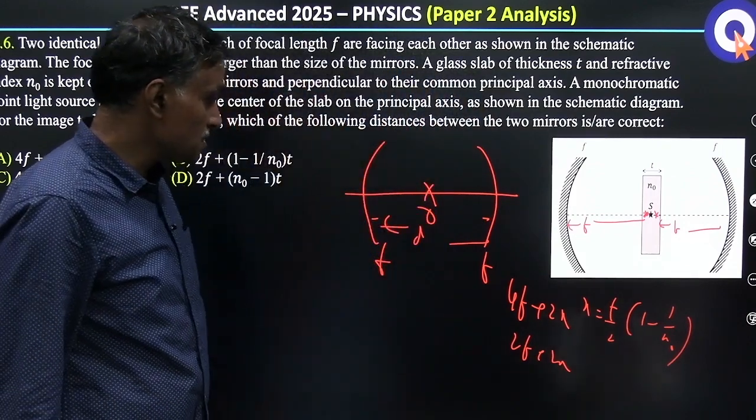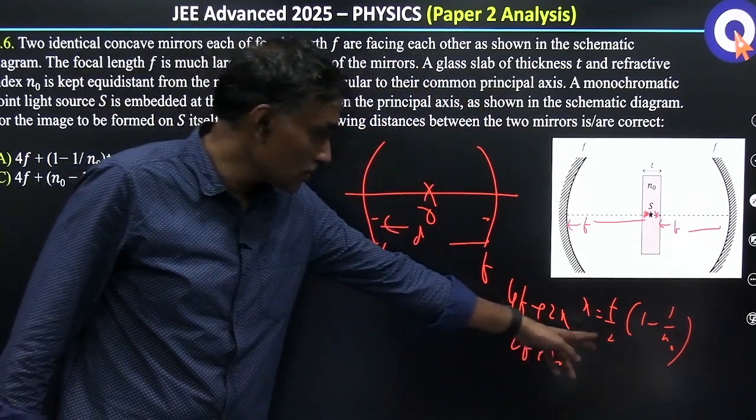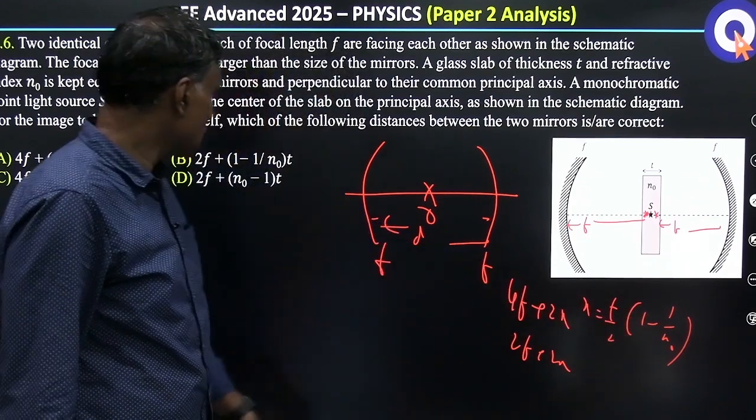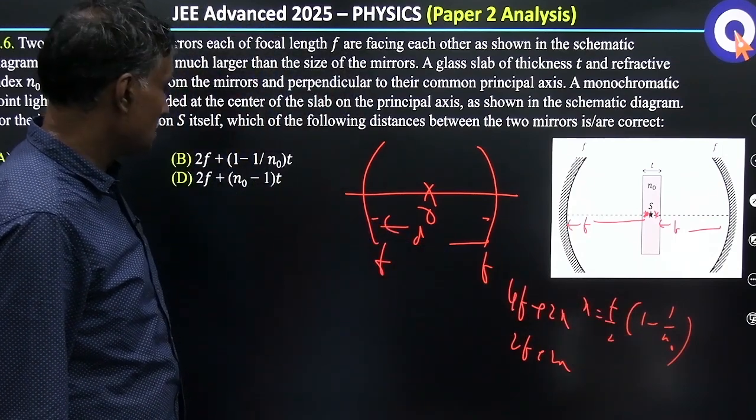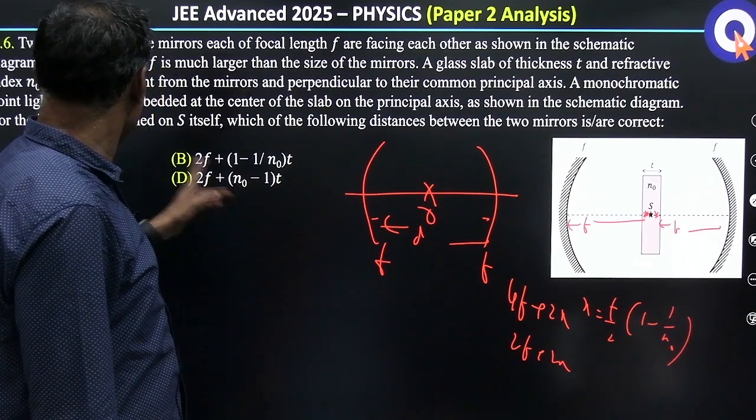4f plus 2x means 4f plus 2 into, means 2 cancels, will get t into 1 minus 1 by n0. Next is 2f plus t into 1 minus 1 by n0. So A and B are the answers, okay.